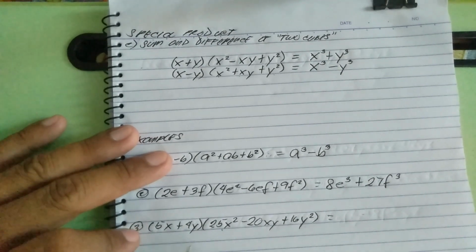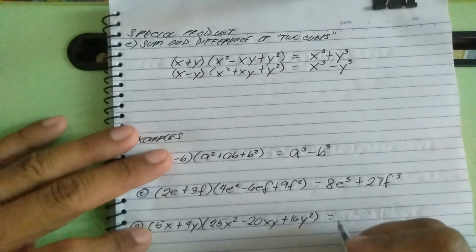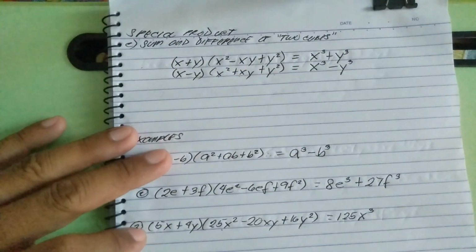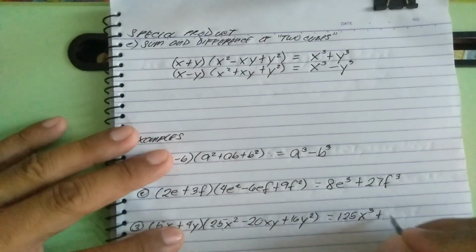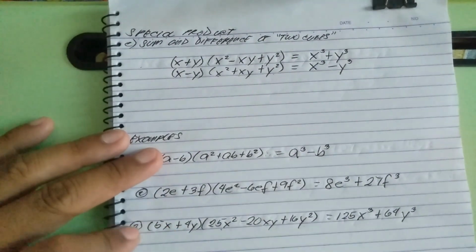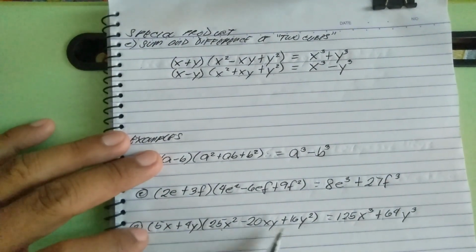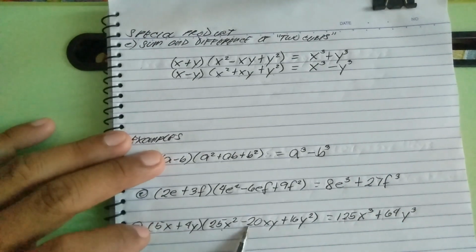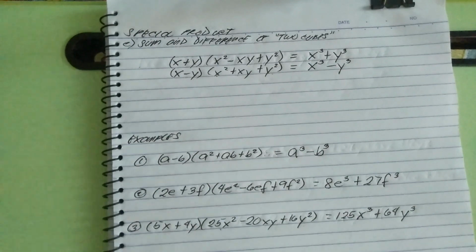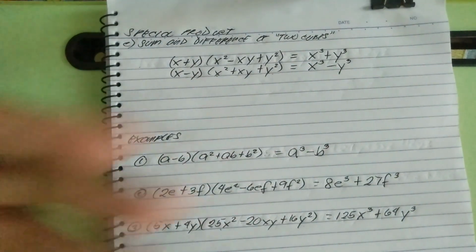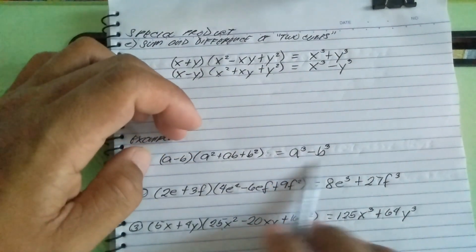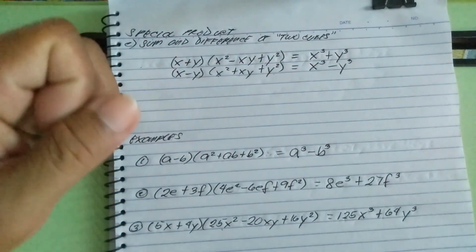Cube ang first term, cube ang last term, positive. Okay, so we have 125x cube and plus 64y cube. Bakit kailangan kong i-discuss kung in-square ba? In-square din ba ito? Pinag-multiply ito, tapos positive and negative. Kasi po, kapag hindi po ganun ang nangyari or hindi po ganun yung inyong nakita, hindi nyo pwedeng i-perform ang ganitong special product. Okay?